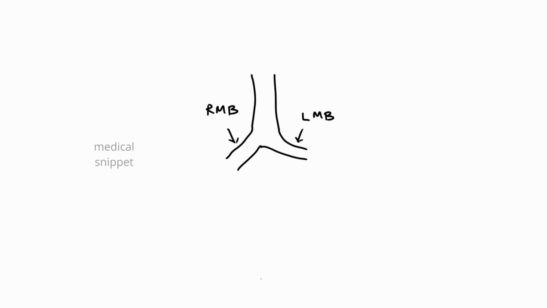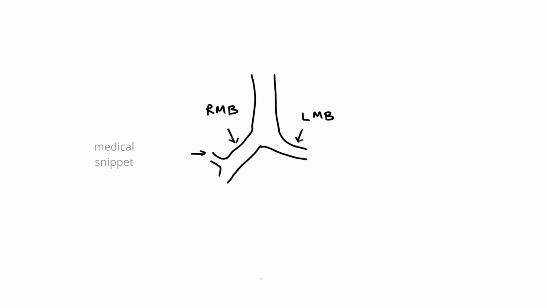In this video, we will discuss the hilum of the right and the left lung. Before proceeding further, one should know the basic things about the bronchus divisions. The trachea divides into right and left main bronchus.